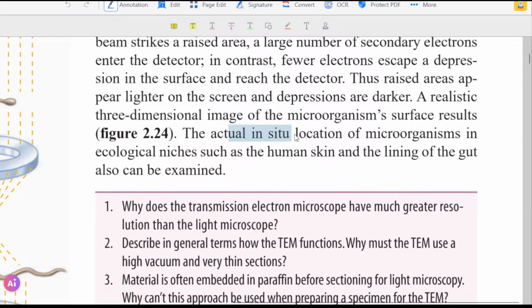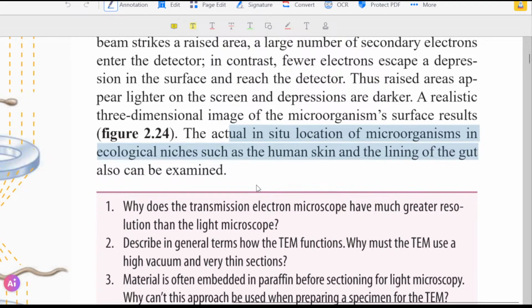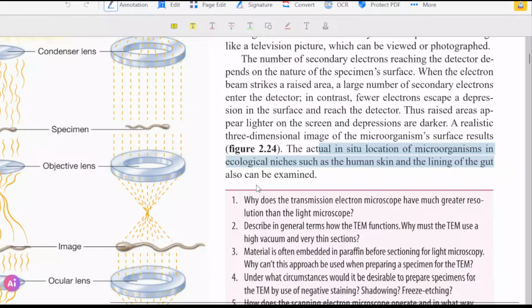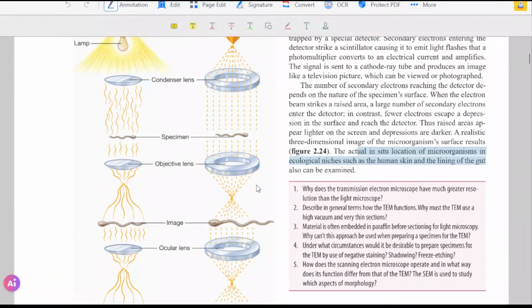The actual in situ location of the microorganisms in ecological niches, such as human skin and the lining of the gut, can also be examined. So this is the end.